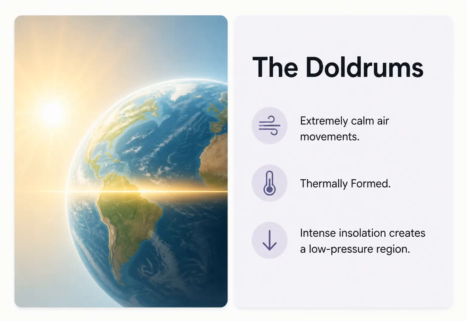This is where the trade winds from the subtropical high pressure belts of both hemispheres converge. You will often hear this equatorial region referred to as the doldrums. Mariners gave it this name because of the extremely calm, sometimes stagnant air movements that could trap sailing ships for days. But why does this low pressure form? It is entirely thermally formed. Because this region lies right along the equator, it receives the highest amount of incoming solar radiation, or insolation. This intense heating warms the air, causing it to expand, become lighter, and rise, which directly creates a region of low pressure at the surface.